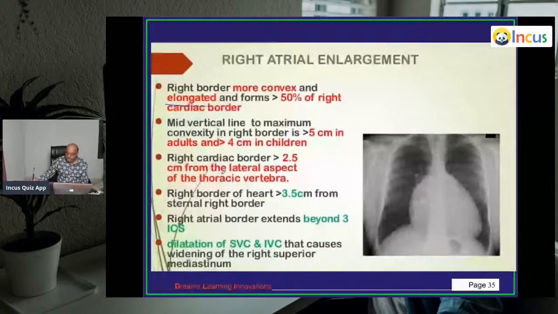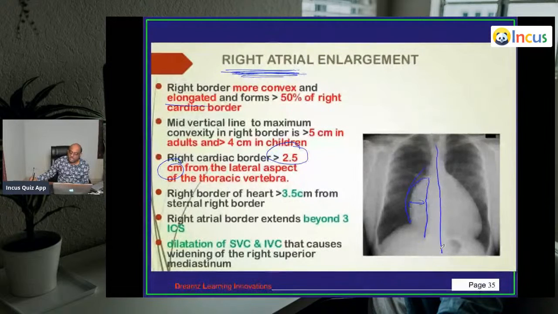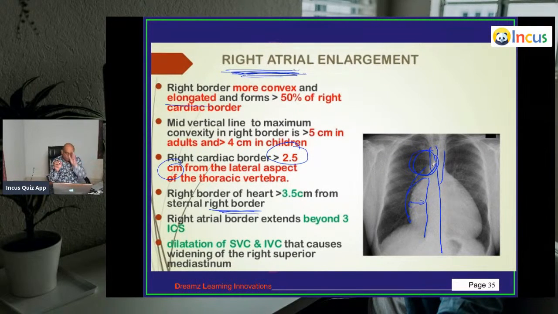Similarly, if the right cardiac border, from the lateral aspect of the thoracic vertebrae, if the distance is increased more than 2.5 centimeters, you consider it as right atrial enlargement. If the right border of the heart is more than 3.5 centimeters from the sternum's right border, then you call it right atrial enlargement. And whenever right atrial enlargement is there, that leads to relatively more expansion of the right part of the mediastinum than the left part from the midline.